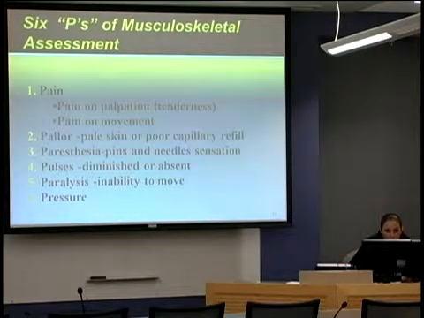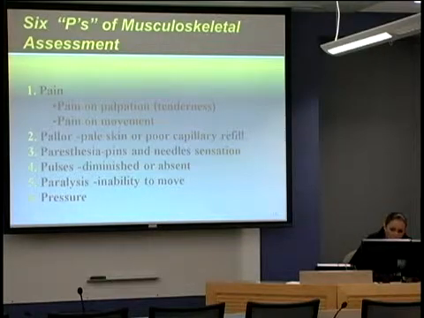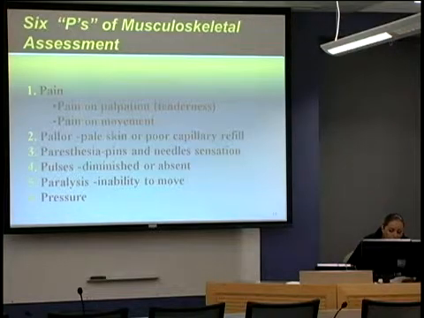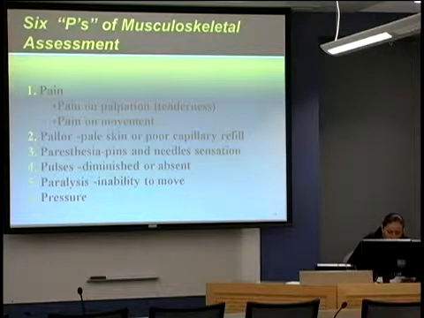So what are the 6 P's of musculoskeletal assessment? First of all, pain. Pain and palpation with movement or without movement. Pallor, or pale color to the skin distal to the injury site, and delayed capillary refill. Also, the patient might experience paresthesia, a numbness or a tingling sensation indicating nerve damage.